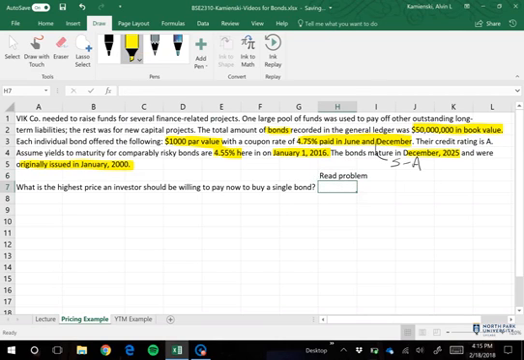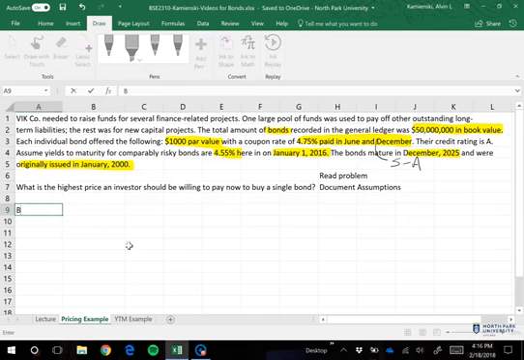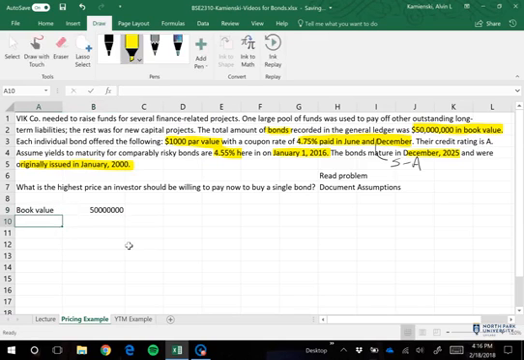The second thing I like to do is document my assumptions, which is just a fancy way of saying to type down into Excel everything that we know about the problem, especially those things that will be used in calculations. So we start off by knowing that there was a book value of bonds of $50 million, and that each bond had a par value of 1,000, and that it had a coupon rate of 0.475. And I'm going to notate that that was semi-annual payments.